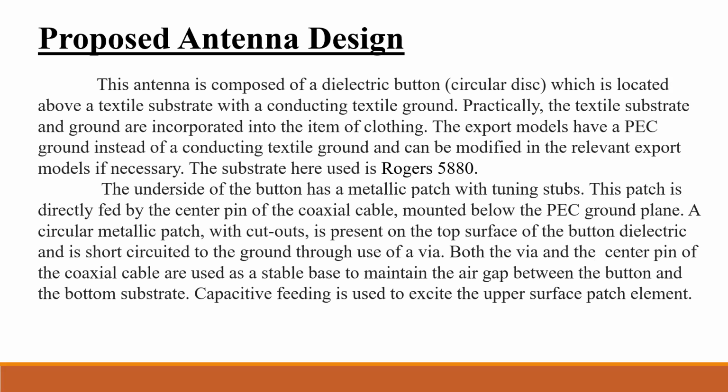The underside of the button has a metallic part with tuning stubs. This patch is directly fed by the center pin of the coaxial cable mounted below the PVC ground plane. A circular metallic patch with cutouts is present on the top surface of the dielectric button, and it is short-circuited to the ground through the use of a wire. Both the wire and the center pin of the coaxial cable are used as a stable base to maintain the air gap between the button and the bottom substrate. Capacitive feeding is used to excite the upper surface patch element.